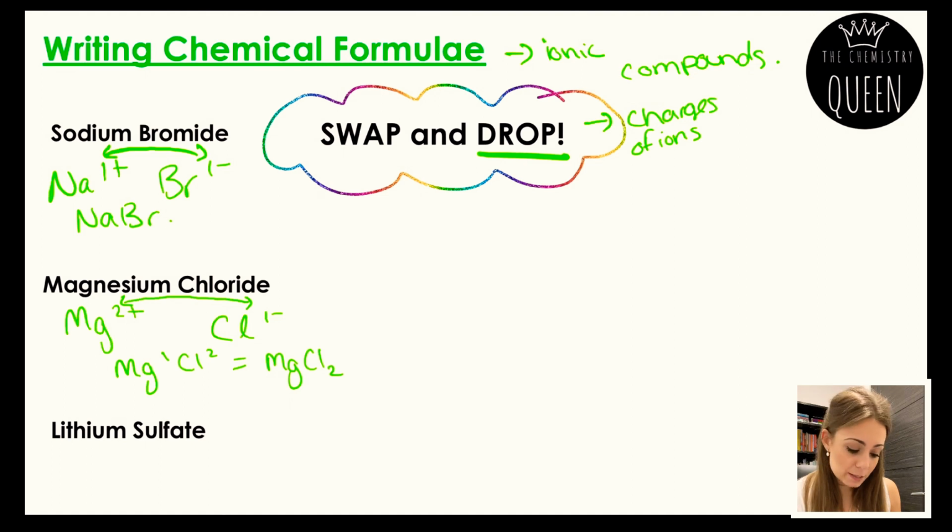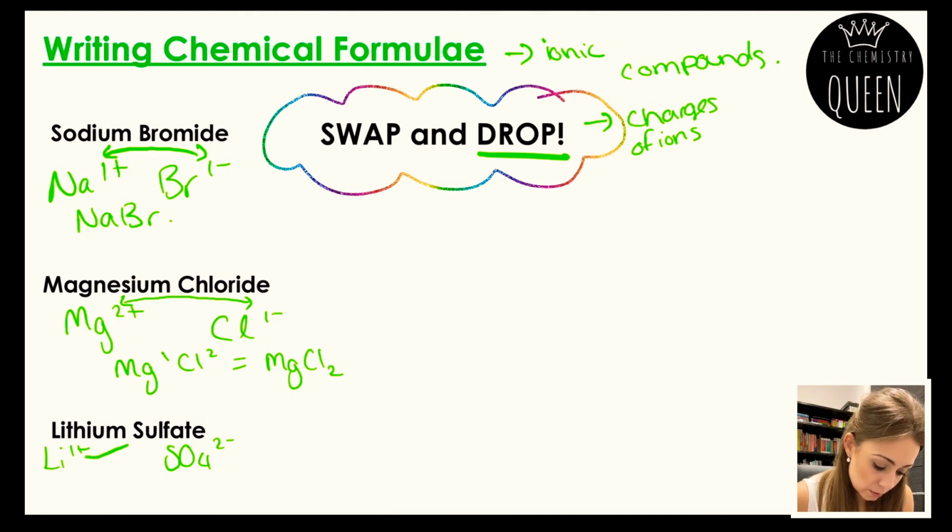Lithium sulfate. Lithium is in group 1 plus. Sulfate ion is SO4 2-. So now I've got to swap those two numbers over. So I swap the 1 and the 2 over. So I'm essentially left with this. Okay, but we don't write the charges in our overall chemical formula, and we don't leave the numbers at the top.